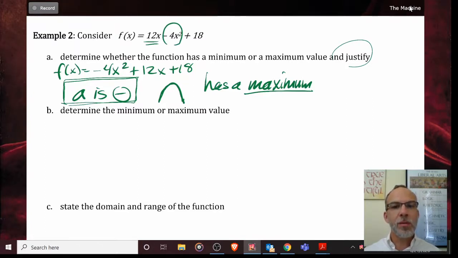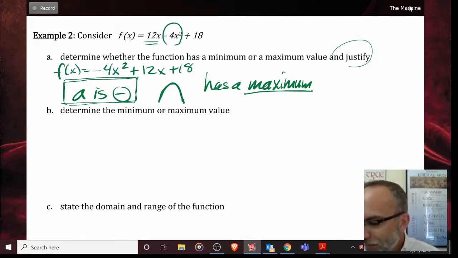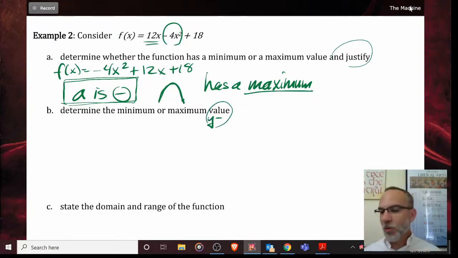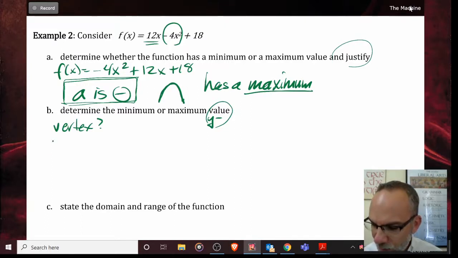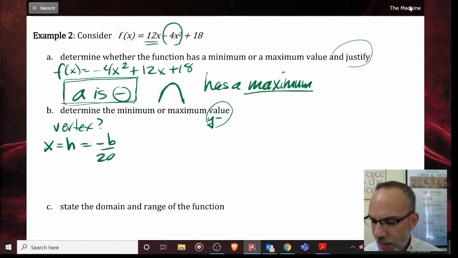Okay, determine the minimum or maximum value. What is it? Give me the number. Remember though, it's the y value. How do I find the y value? Well, where's the y value found? The y value is found at the vertex, right? The maximum value is always the vertex y value. So my thought is, how do I find the vertex? I need the vertex. Well, I don't start with the y value with the vertex. I start with the x value. What's the x value of the vertex? x is equal to h, which was negative b over 2a.